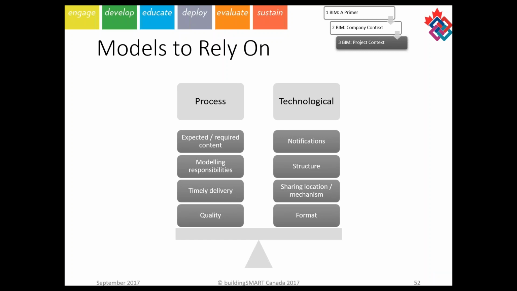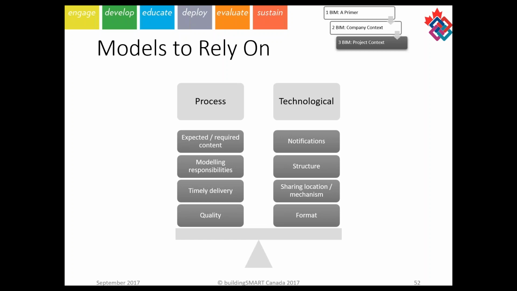Not just, oh, we're going to be using Revit, or we're going to be using Bentley, we're going to be using this version. But technical on the how: how are people going to be notified if there are changes? How is the model put together? What is the structure going to be like? How are things going to be shared? Is it going to be FTP? Is there going to be a SharePoint server? Is there going to be a master BIM server?